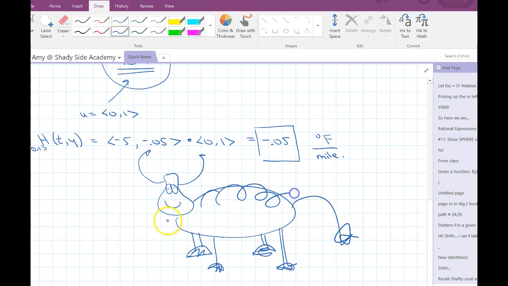Beard, beard, beard. Bangs, bangs, bangs.